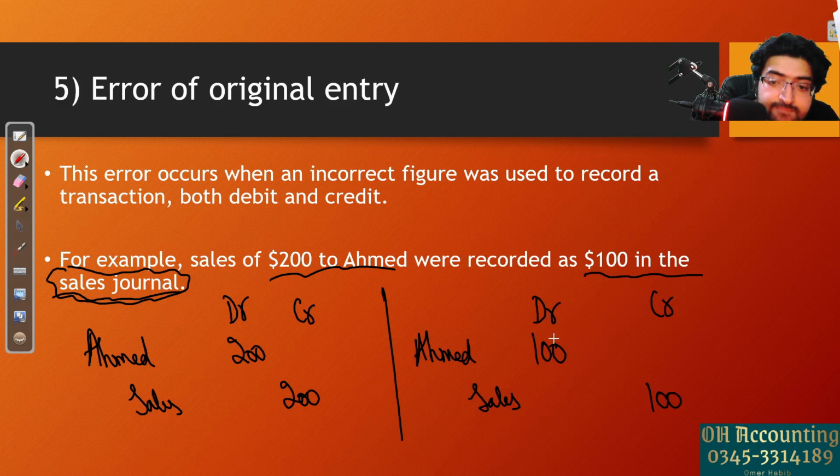So as you can see, you have messed up the amount in both debit and credit side. But still the debits are equal to the credits. So it will not reflect in the trial balance. You cannot find this error by looking at the trial balance.